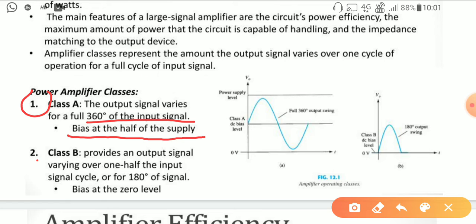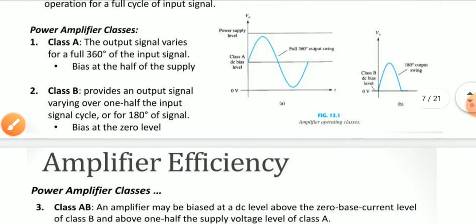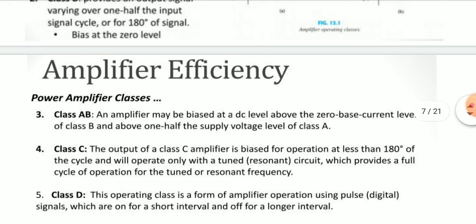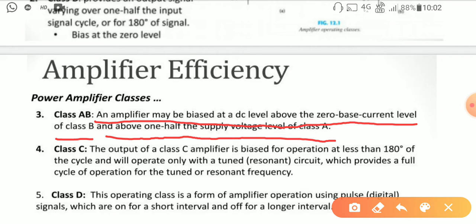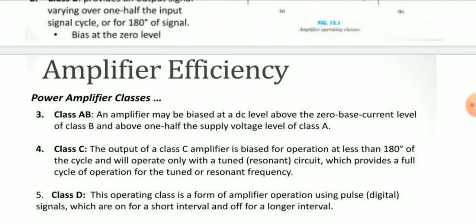Now for the class B type of amplifier, the output signal varies over one half of the input signal or cycle, or for 180 degrees of the signal, and that time the bias is at the zero level position. For the class AB type of amplifier, the amplifier may be biased at a DC level above the zero bias circuit level of the class B and above one half of the supply voltage level of the class A. So that means the combined form of class A and class B represents the class AB type of amplifier.